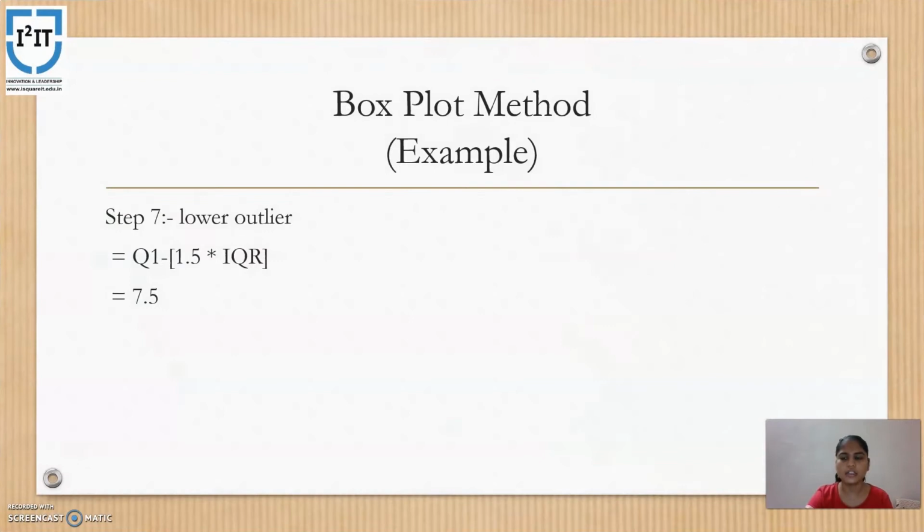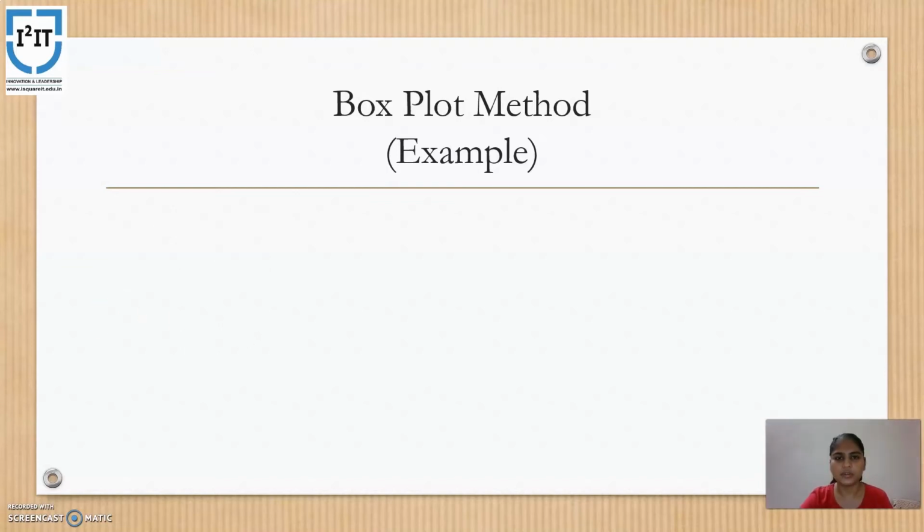For the lower outlier, almost the same formula, just replace Q3 by Q1 and subtract, and all else remains the same. So by this formula we get 7.5, and this is also not the lower outlier. All elements present in the list which are less than 7.5 will be lower outliers, but the minimum element in our list is 17, so there will be no lower outlier. Our box plot will be designed using all these methods.